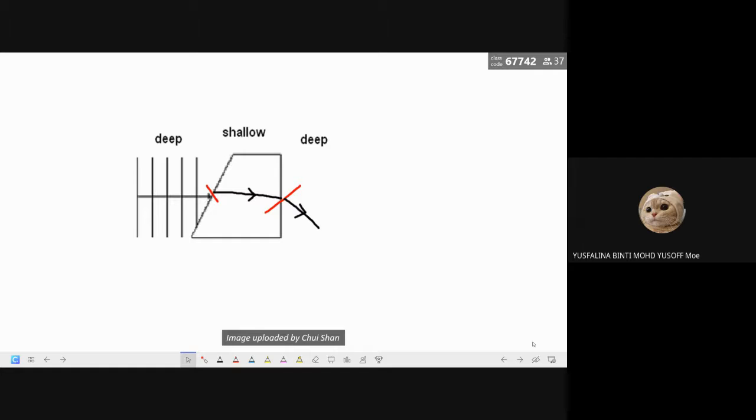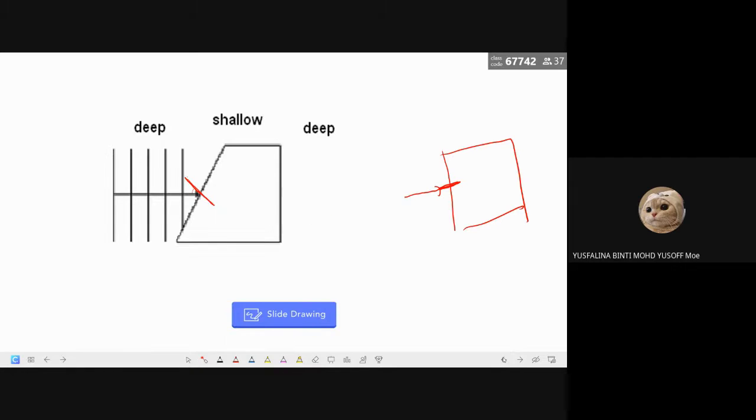Okay, so this is your answer. Where is the wavelength? Okay, so this one is from deep to shallow, means it will be refracted towards the normal line. Should be like this, right? And then for this one, you draw the normal line. Must be 90 degrees from the surface. So this one is reflected away, right? So reflected away.